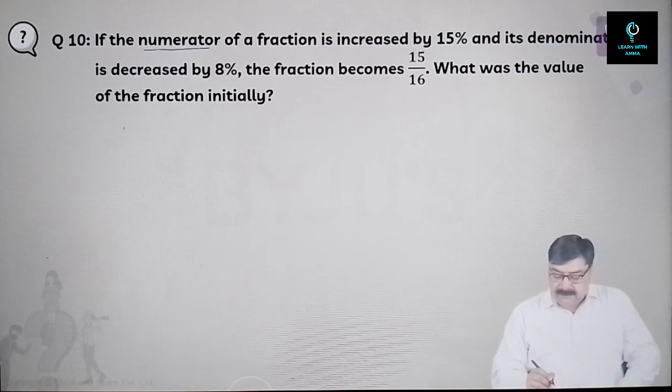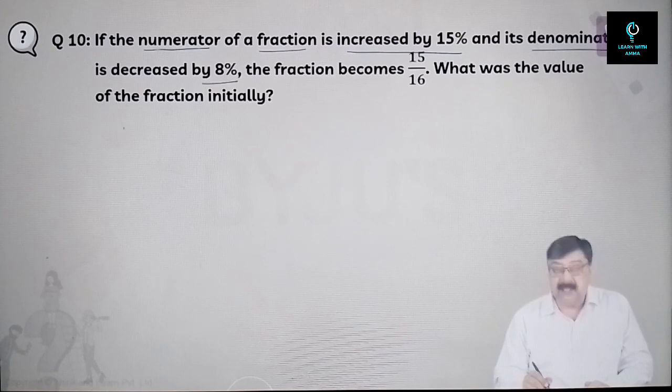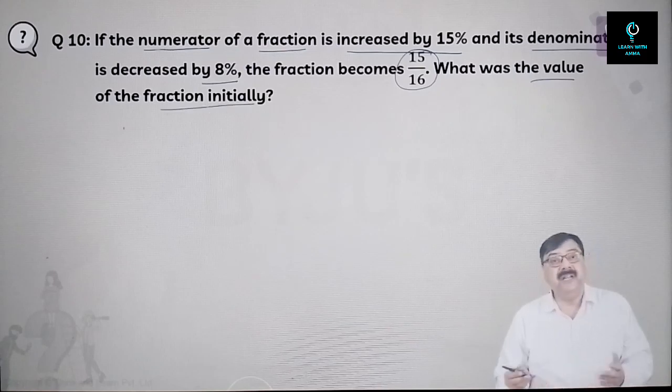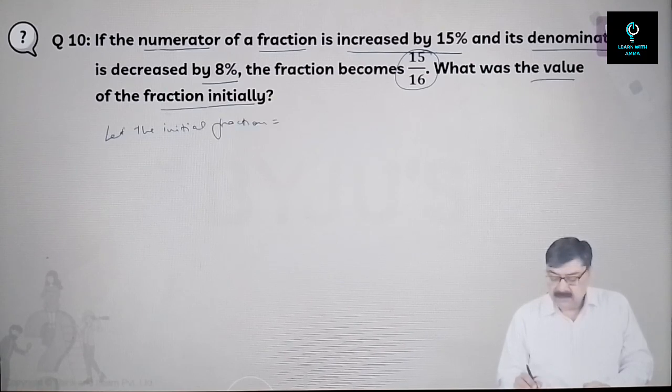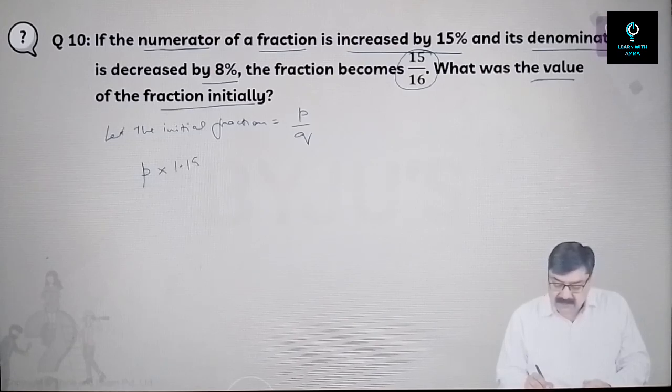Now if the numerator of a fraction is increased by 15% and its denominator is decreased by 8%, the fraction becomes 15 by 16. What was the value of the fraction initially? So let the initial fraction here be equal to P by Q, the general form of a fraction here. Now the numerator is increased by 15%, so it becomes 1.15 times itself. Denominator is decreased by 8%, so it becomes 0.92 times. And then the value becomes 15 by 16.